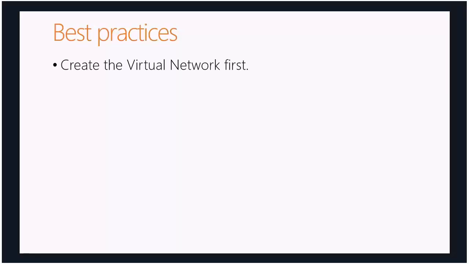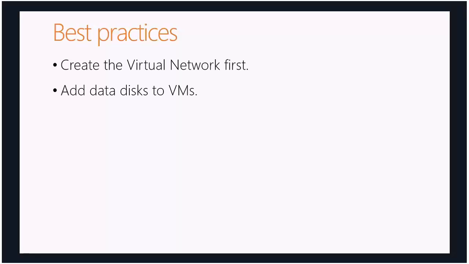So the first important thing is to create the virtual network first. Make sure you create the bucket into which you're going to place the virtual machines and any additional resources, so that they can all be tied together. If you don't do that, they all end up in separate buckets which don't talk to each other. So the first critical point is to create the virtual network first and configure that appropriately with the IP addresses, the subnets, the locations, all that sort of stuff that you need.